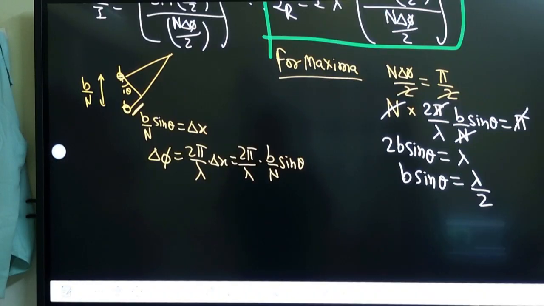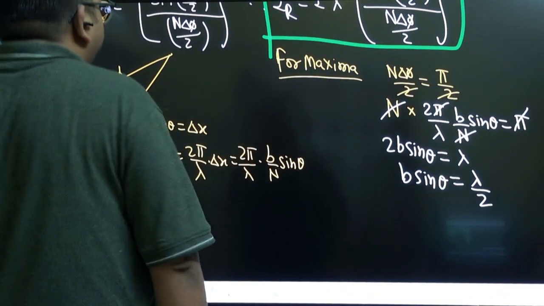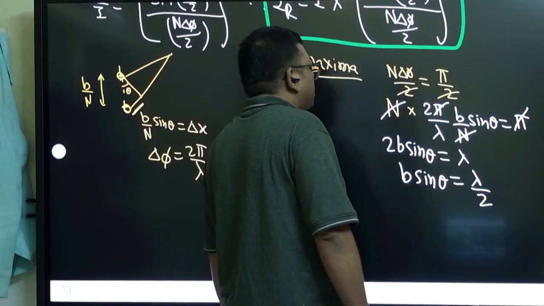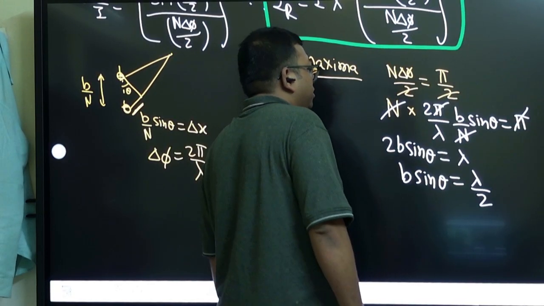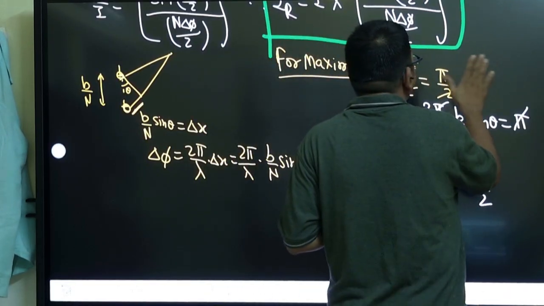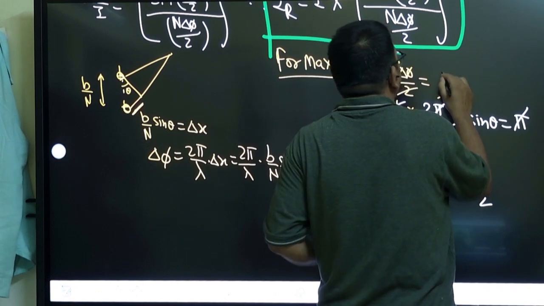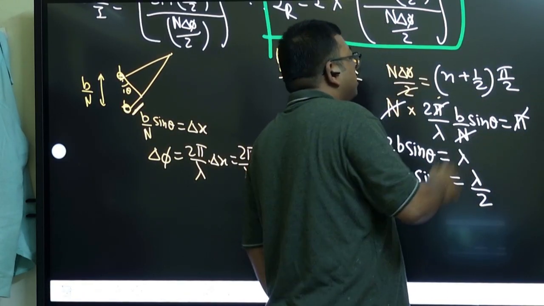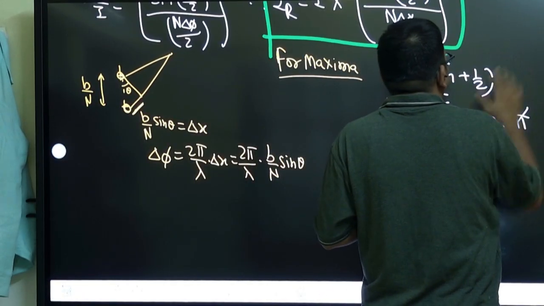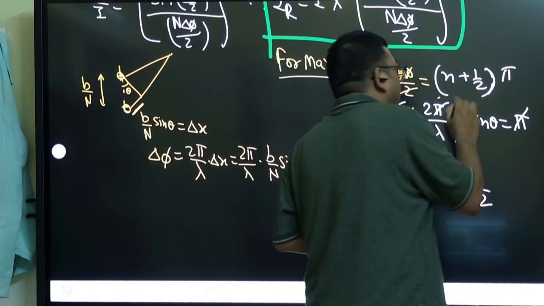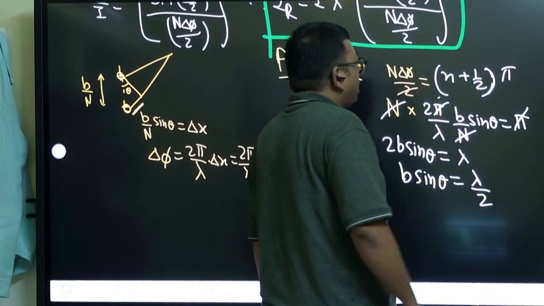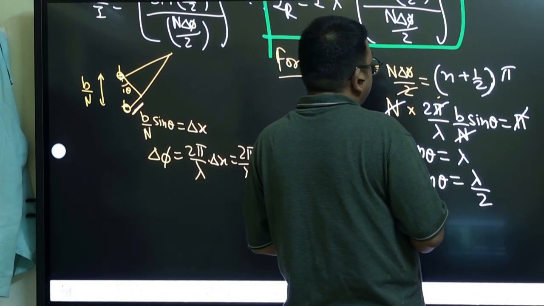Sine becomes maximum at 90 degrees and also at 270 degrees. Correct. It happens at odd multiples of pi by 2. So we can write pi by 2 in general as n plus half, n plus half pi. If I put n as 0, I get pi by 2, and if I put 1, I get 3 pi by 2. Like this it will happen.